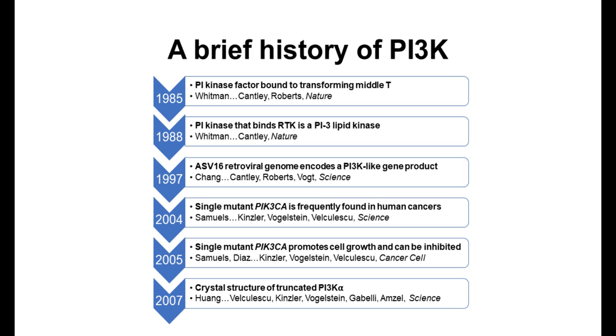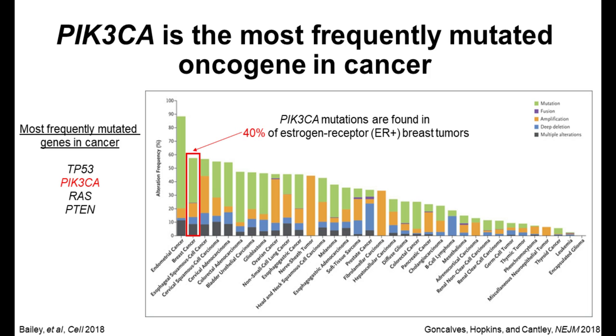Now, PI3 kinase in the oncology space was elucidated in the 2000s by multiple papers, many from the group at Johns Hopkins. And these groups found in 2004 that single PIK3CA mutations are frequent events in human cancer, that they're sufficient for cell growth, and can also be inhibited by small molecules. And much of this work culminated in a crystal structure of a truncated PI3 kinase complex in 2007. And this has spurred tremendous drug development efforts in this field.